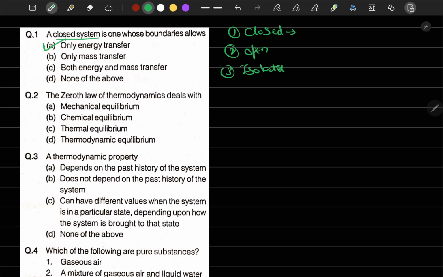Now the second question: the zeroth law of thermodynamics deals with. When we studied the zeroth law of thermodynamics in the last lecture, I used the term thermal equilibrium in the definition. So what is mechanical equilibrium? The equilibrium of all the external forces acting on the system. Chemical equilibrium means there should be no chemical reaction in the system. Thermodynamic equilibrium consists of all these three. But in the zeroth law we only discussed thermal equilibrium, that is the temperature of the body.